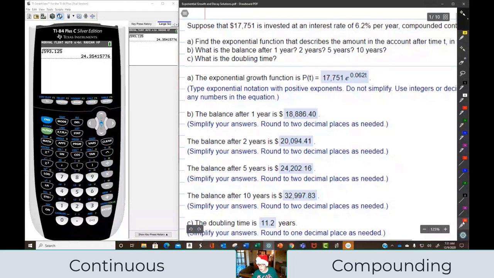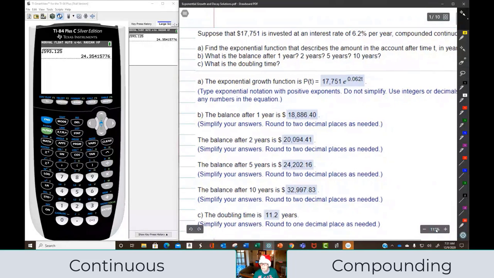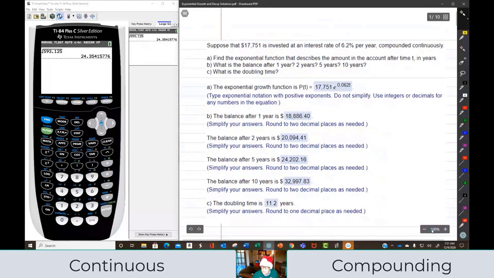And we're going to start off with, let's see. Yeah, I'm going to have to do this. Just go down to 100%. There we go. Okay.